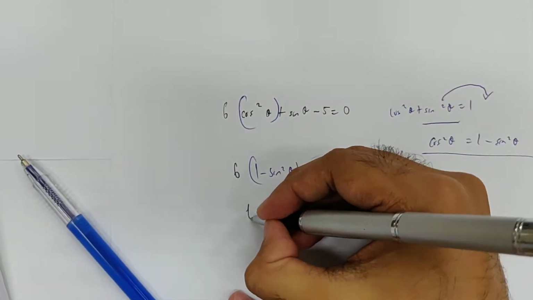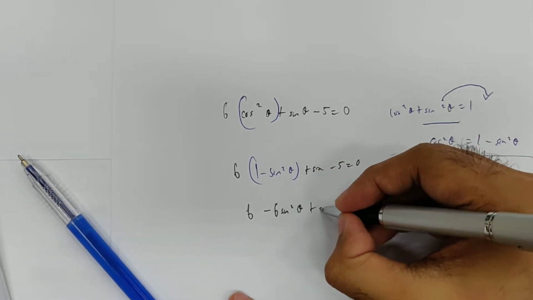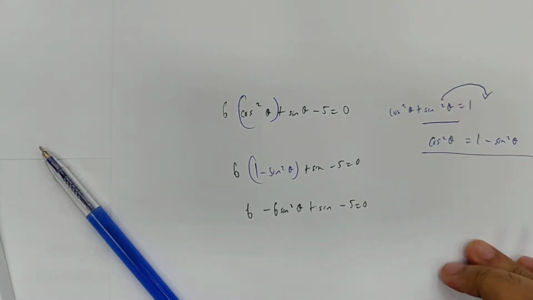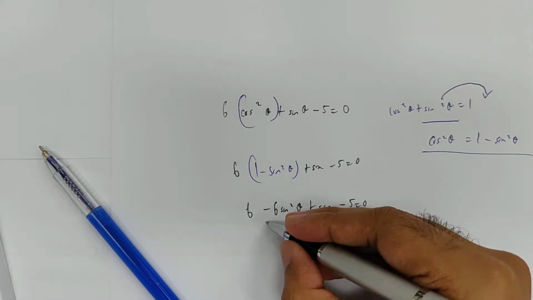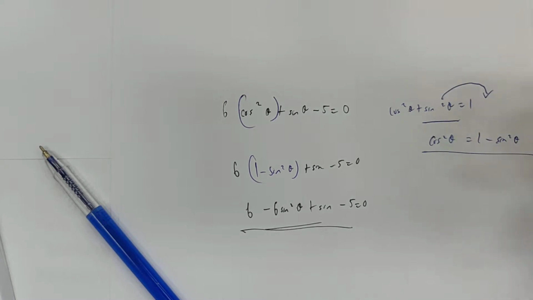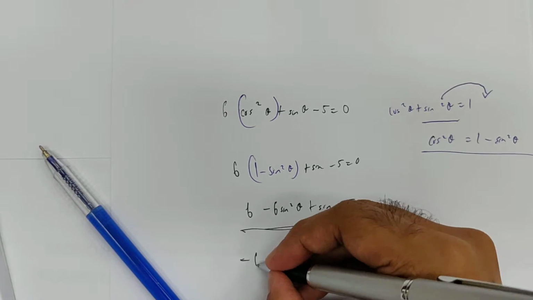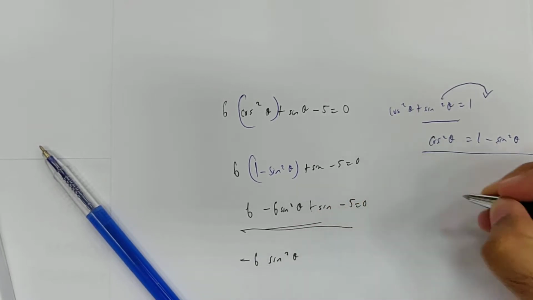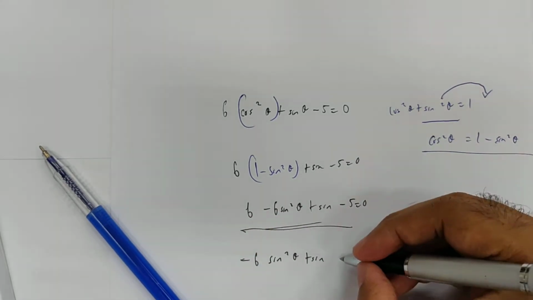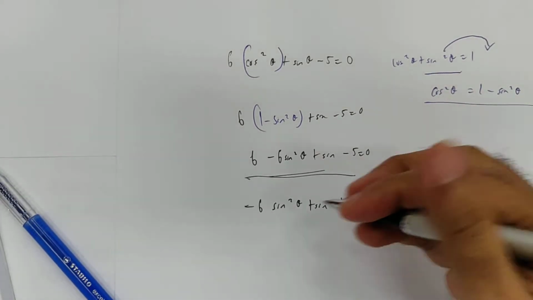Pretty much straightforward. 6 minus 6 sine squared theta plus sine minus 5 equals 0. I don't like my sine squared to be negative, so I can times everything by negative. Or you might want to rearrange first: negative 6 sine squared theta plus sine minus 5 plus 6, easily 1. I don't like things to be negative here, so I times everything by negative.